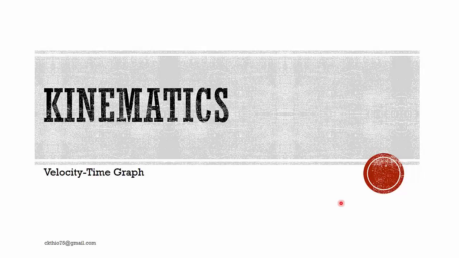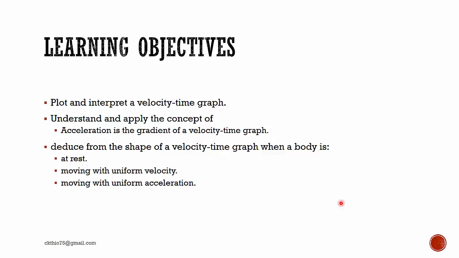This is the kinematics lesson on velocity time graph. So these are the learning objectives. Basically we'll be learning what a velocity time graph is and what are some of the things that we can deduce from a velocity time graph.